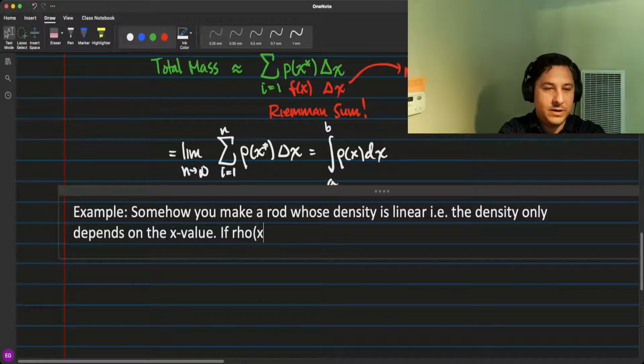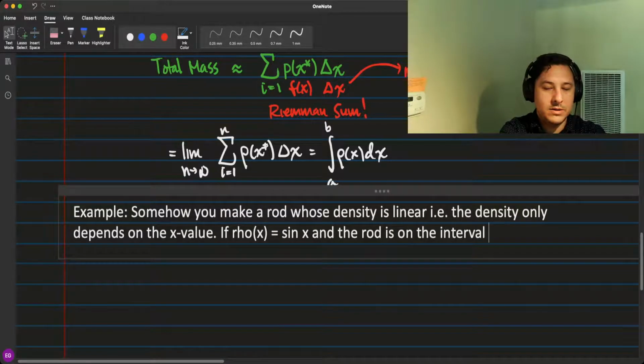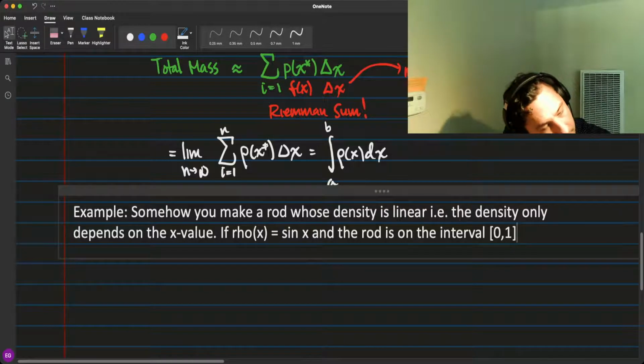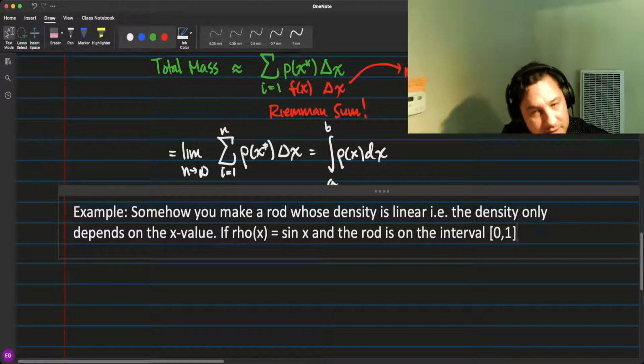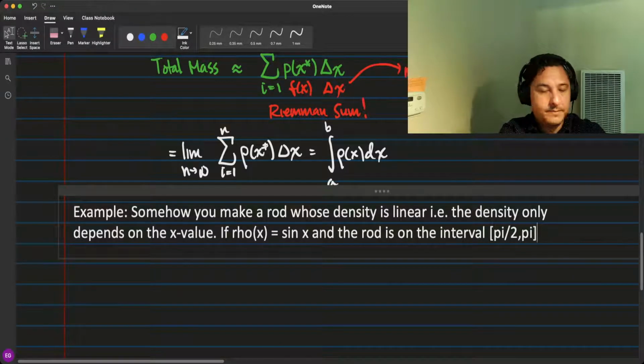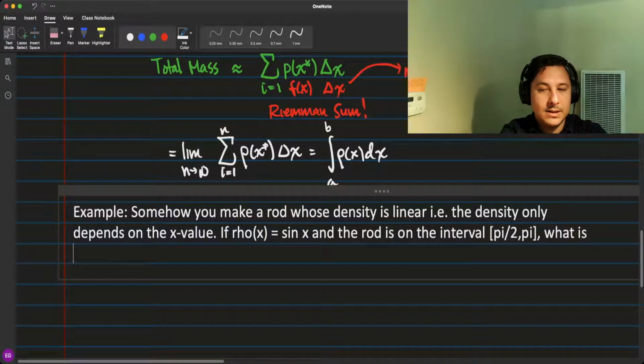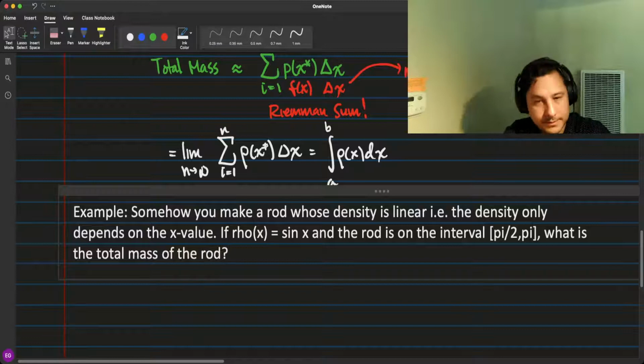If the density function is equal to the sine of x, and the rod is on the interval 0, 1. So in other words, the rod starts at x equals 0 and ends at x equals 1. Actually, no, let's go from pi over 2 to pi. What is the total mass of the rod?